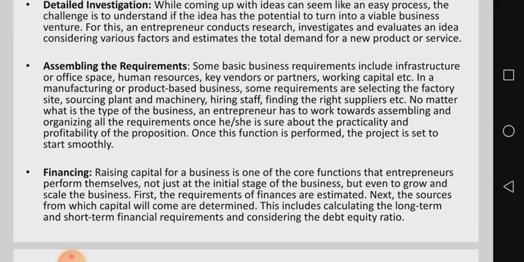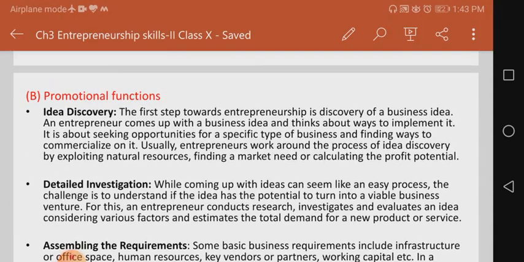It's not just once to be calculated. This financial situation is to be calculated every day or every month or in every situation that you face, from where you will get the money, or how you will manage the money. So in this part, on the functions of entrepreneurship, we read two categories. One is called entrepreneurial functions and second is called promotional functions.